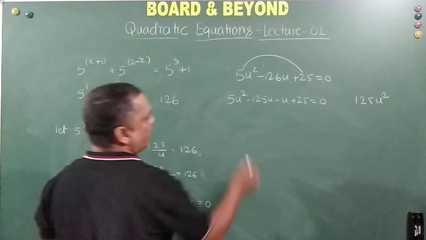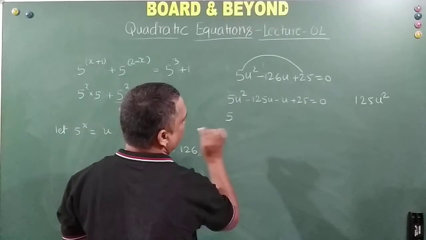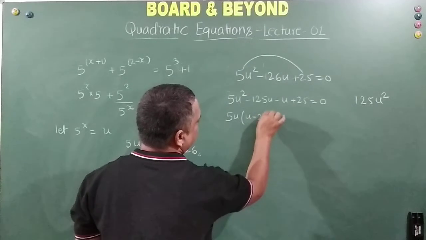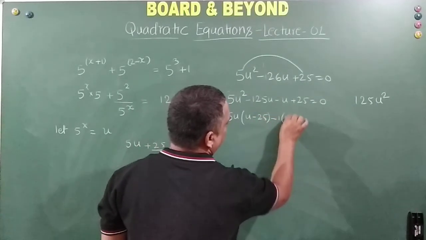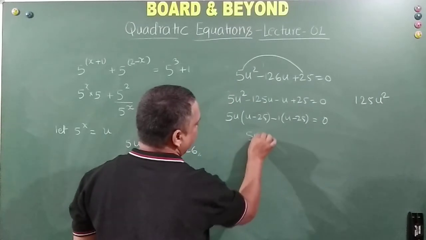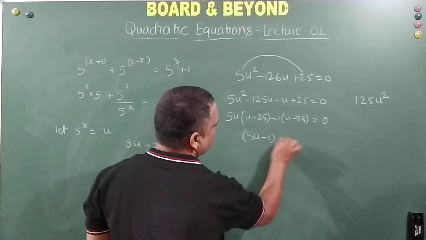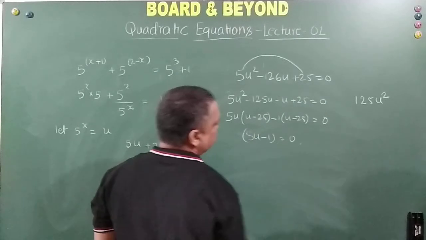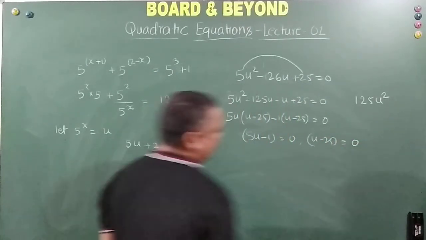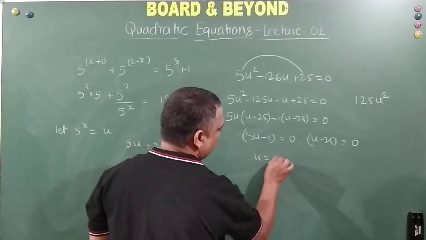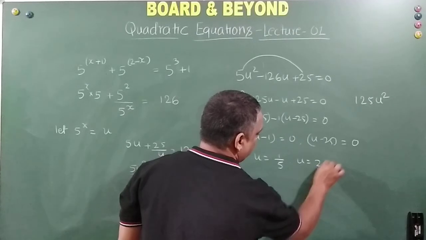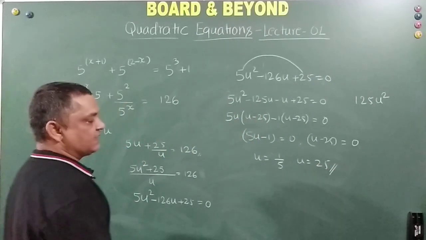Right, friends? So once we take 5 common here and u also common here, this becomes (u minus 25) minus 1 (u minus 25) is equal to 0. So 5u minus 1 is equal to 0 and u minus 25 is equal to 0. Right, friends? So u is equal to 1 by 5 and u is equal to 25. So these are the two things that we got.